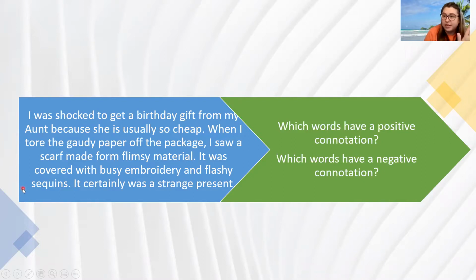Okay, pause the video and go ahead and look for those positive and negative words for connotation. Write down any words that you think are positive and write down anything that you think is negative. If a word could be neutral, try to decide which place it belongs in this paragraph.